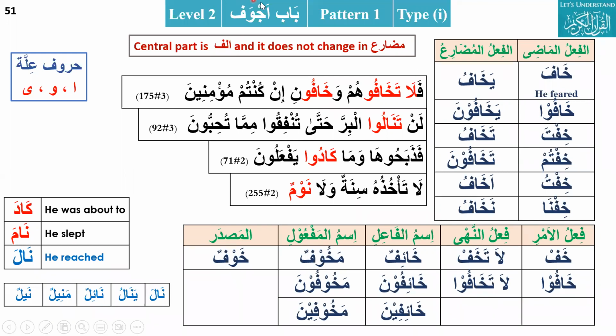Level 2, chapter 1, Bab Ajwaf. Ajwaf means central. All the verbs used in this chapter will have the same central letter, and that is called Alif. The first case is Khafa ya Khafu, Alif remains Alif. These 3 letters in Arabic, Alif, Waw, and Ya, are called weak letters, Huruf illa. Weak letters means sometimes they cannot be retained there, so we change them. Alif changes into Ya, Alif can be changed into Waw, and sometimes in some cases there will be no Alif there. So the first case is Bab Ajwaf. Ajwaf means central. Khafa ya khafu, Alif remains Alif. Khafa means he feared.